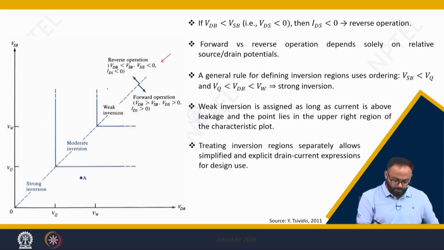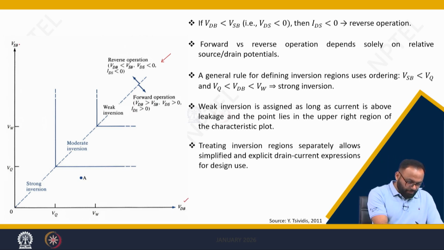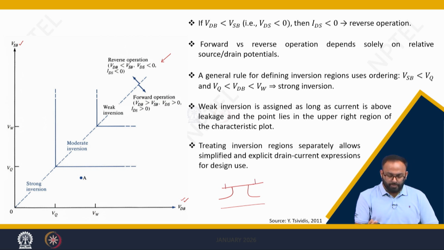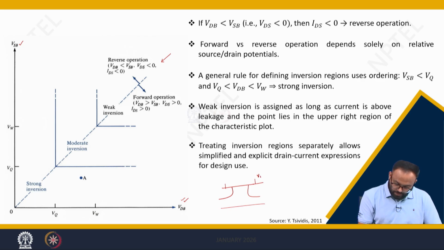Let's define in terms of terminal voltages. So I am drawing a graph between VSB and VDB and carefully observe in which region of operation you are. This is very important to model the current equation, because you need to first decide in which region of operation you are actually deriving your current. So this is VDB, this is VSB.